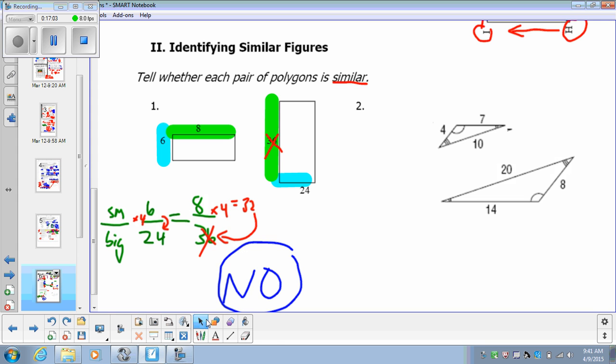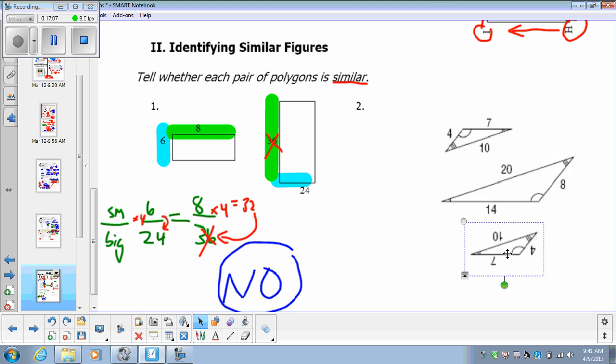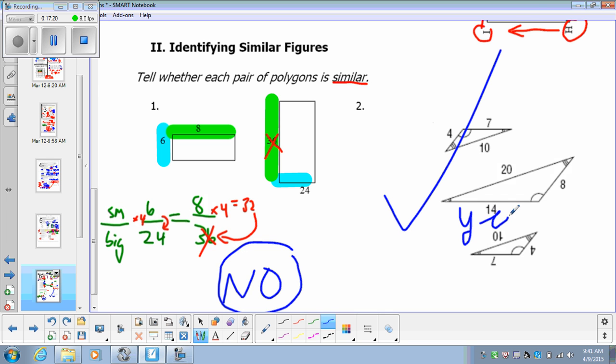All right, welcome back. Just to make sure you're okay with this, if you turn this shape, we can see that 8 gets cut in half to be 4. 14 gets cut in half to be 7, and 20 does get cut in half to be 10. So yes, these are similar.